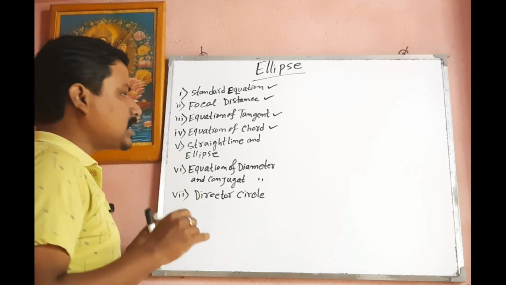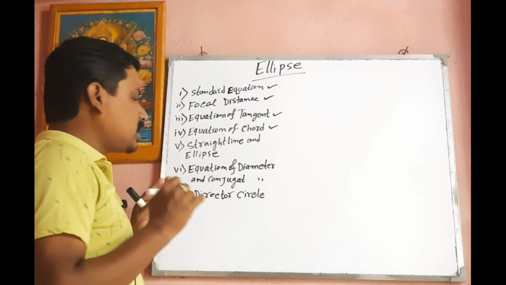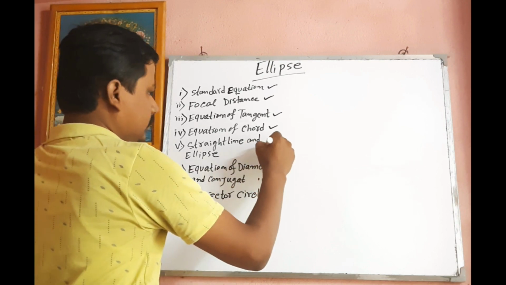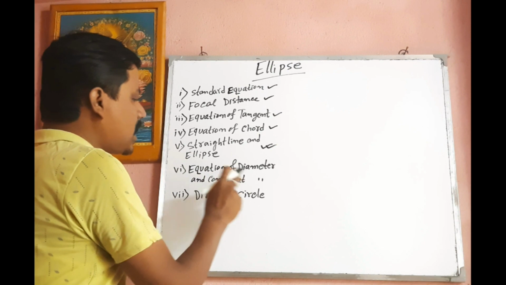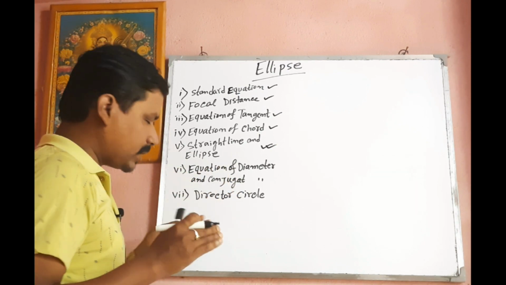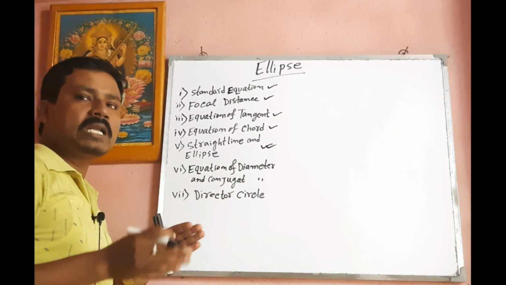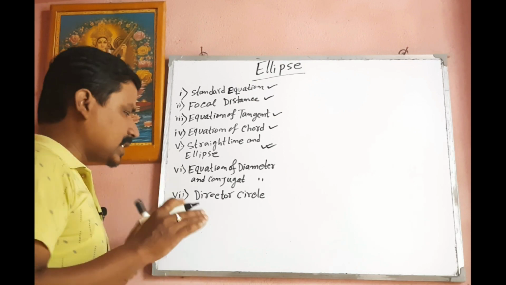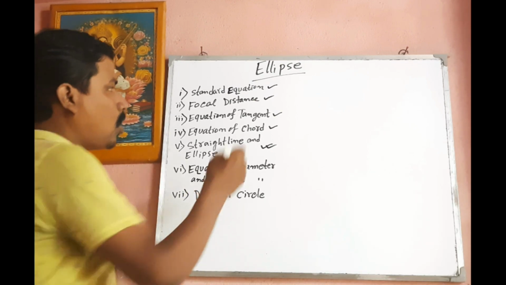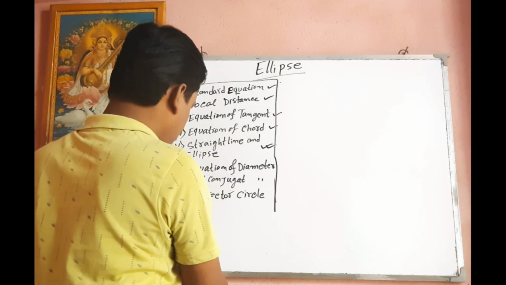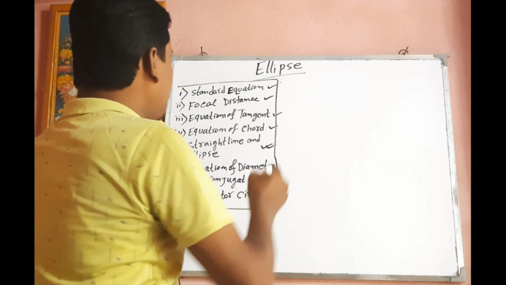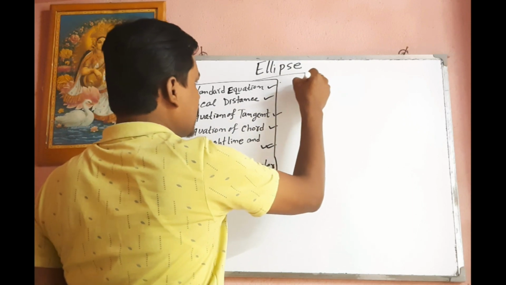is straight lines related with ellipse; and the sixth is the equation of diameter and the conjugate diameter; and the seventh point and the last point of today's discussion is director circle. So one by one we are discussing these 7 today. At first we are discussing the standard equations.